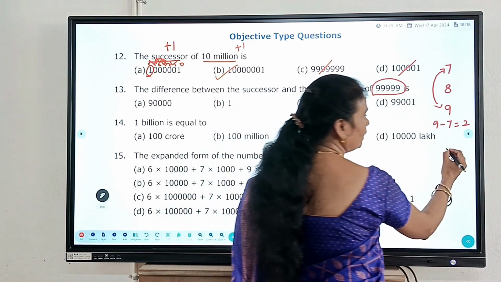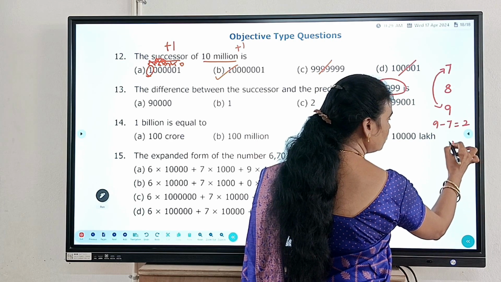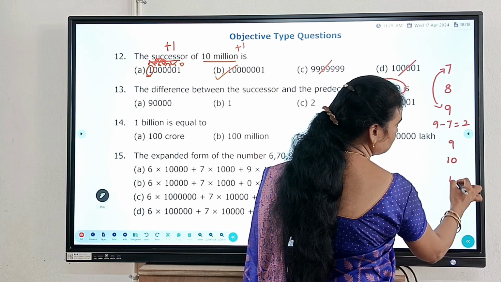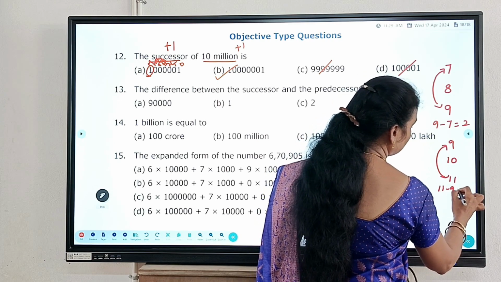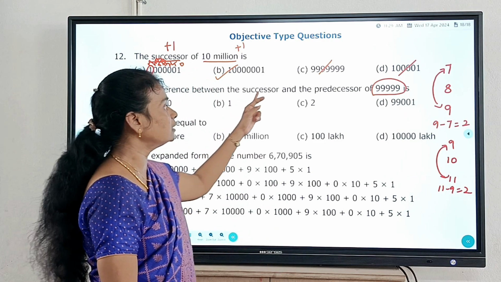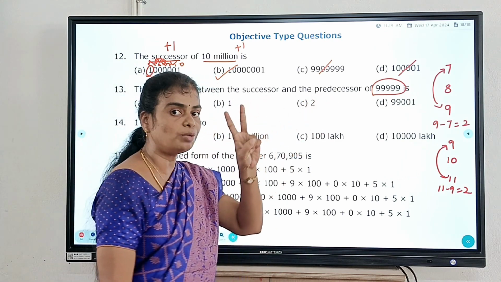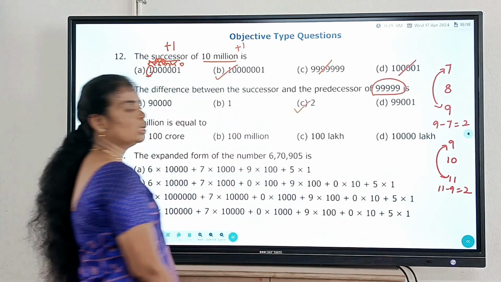If you consider any other number also, for example, if you take 10, the predecessor of 10 is 9 and the successor of 10 is 11. When you find the difference between these two, 11 minus 9 is going to be 2. So for any number, the difference between the successor and predecessor is going to be 2. And hence the answer for the next one is 2.